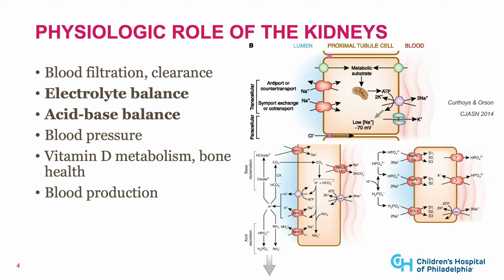After leaving Bowman's capsule, urine passes through the tubular system. Here, nutrients, but also water and electrolytes are reclaimed. A lot of the transporters that facilitate these processes are ATP dependent. Proximal tubular cells, which line the tubular system closest to the glomeruli, are particularly mitochondria rich. The proximal tubule is responsible for reabsorption of glucose, amino acids, potassium, phosphate, and hydrogen carbonate.